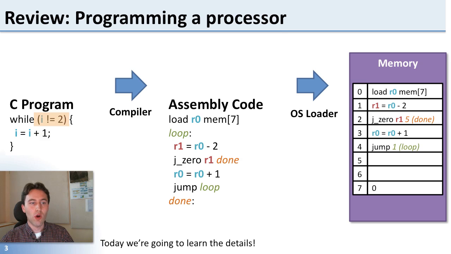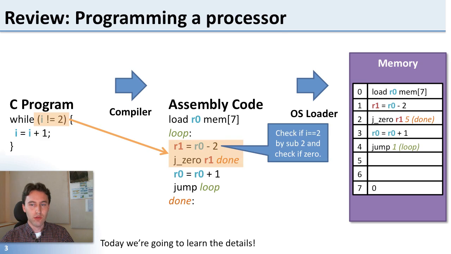We can look at the part while i does not equal 2. What we've got here is we're doing 2 things. We're checking if i equals 2 by subtracting 2 from it, and then we're checking to see if it's 0. And if it is 0, we're going to jump to done, and if it's not 0, we go on to another addition and jump around the loop. So this is sort of a basic feeling for how you create assembly language code.